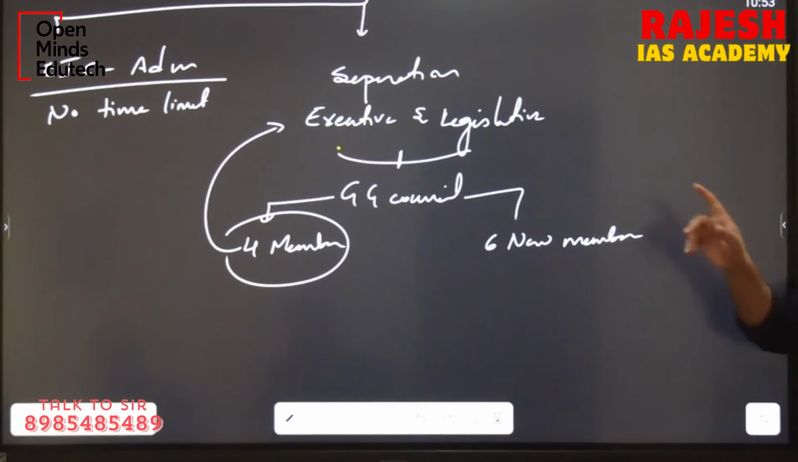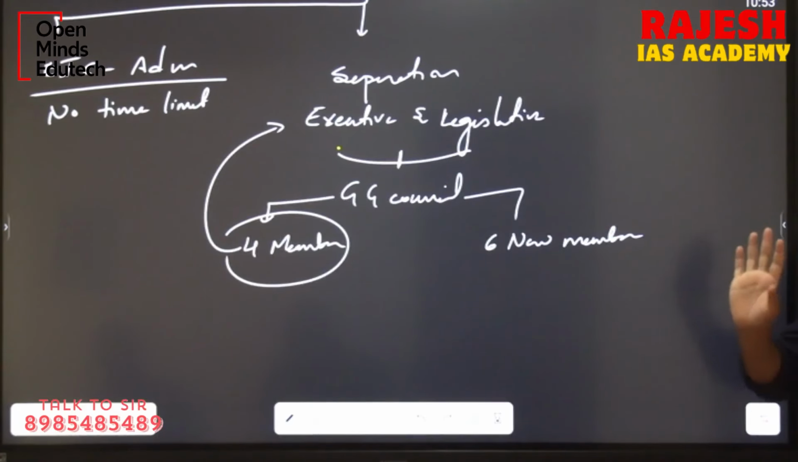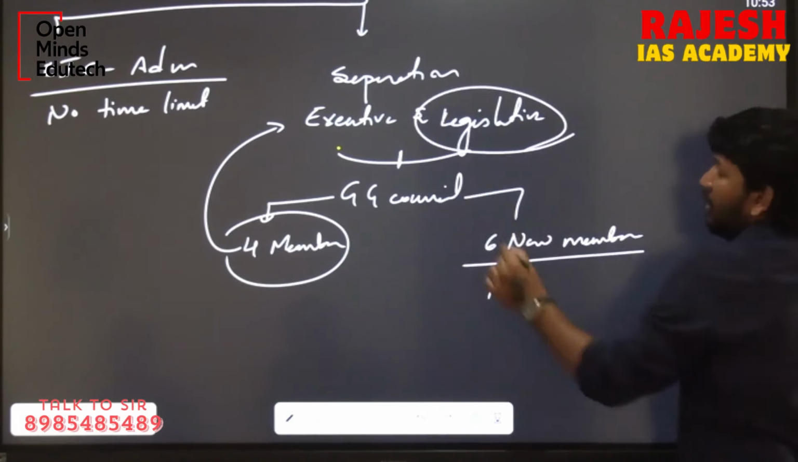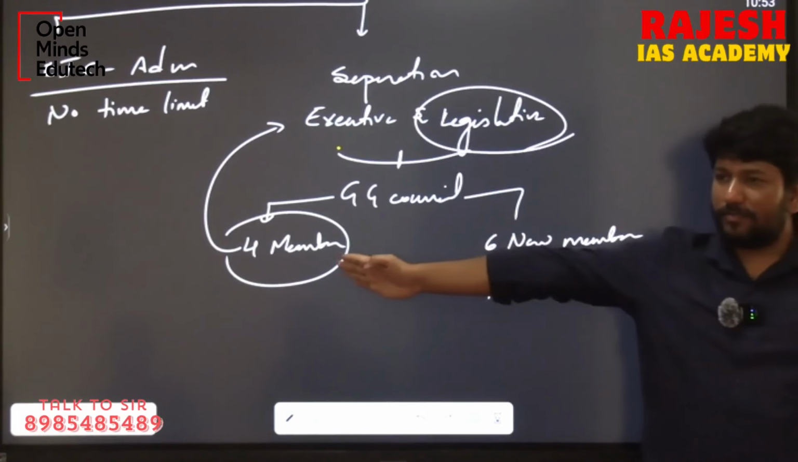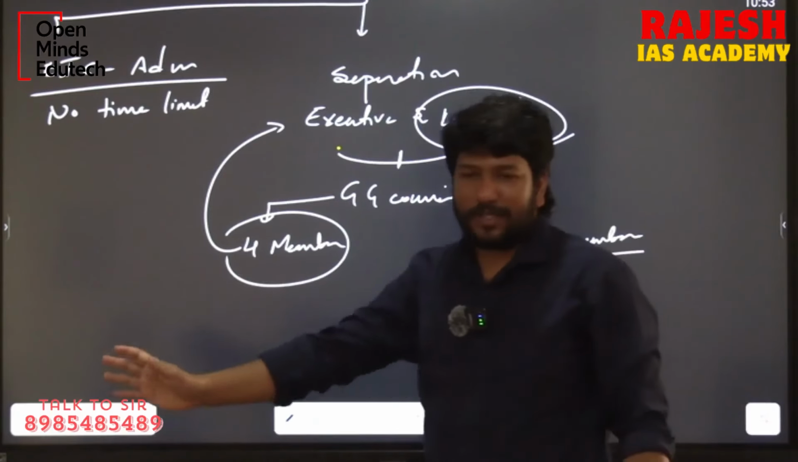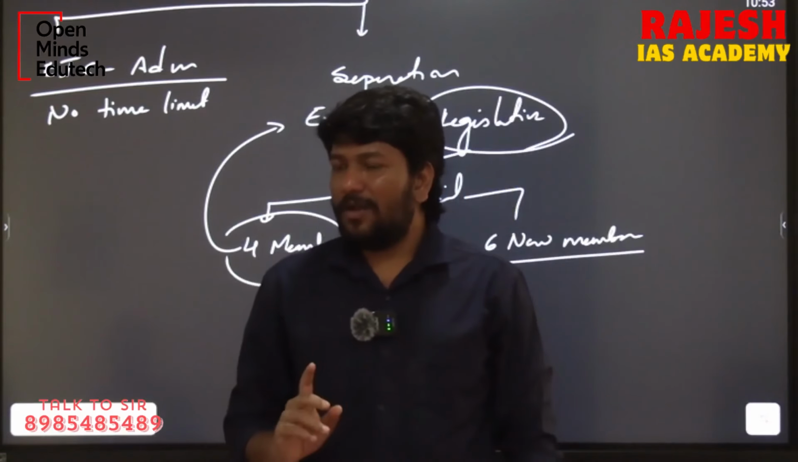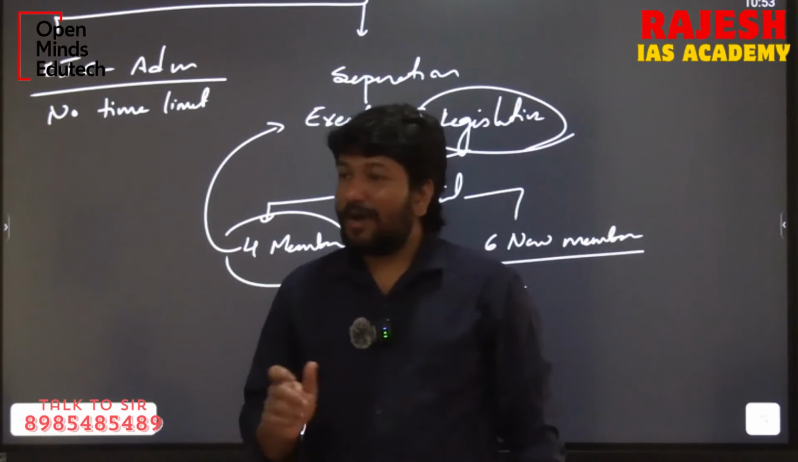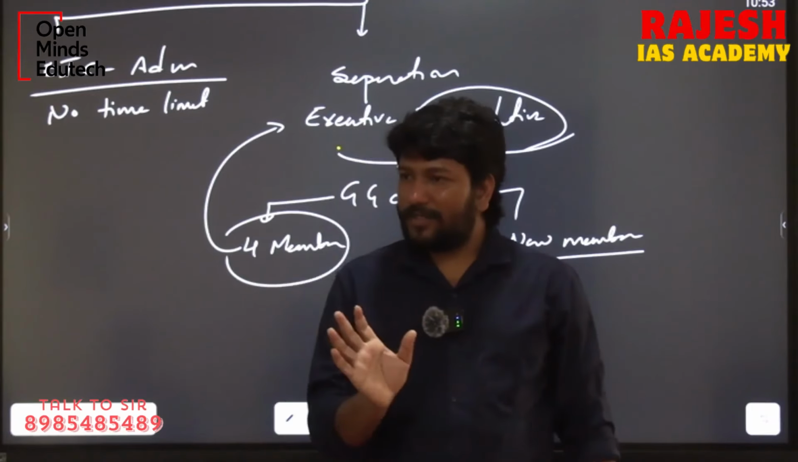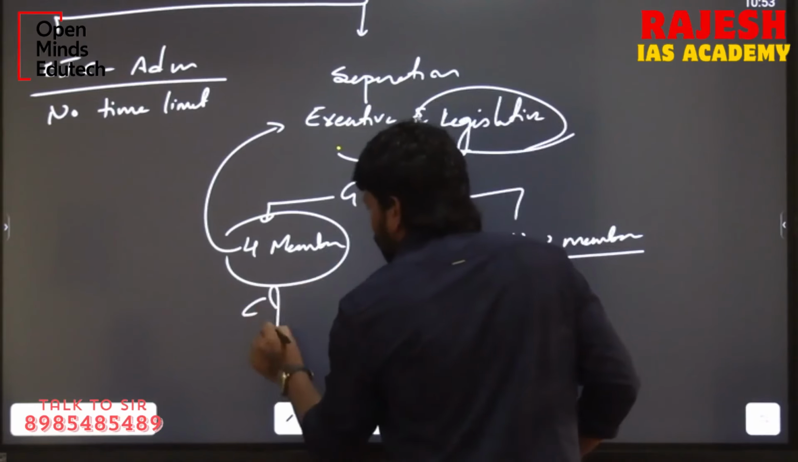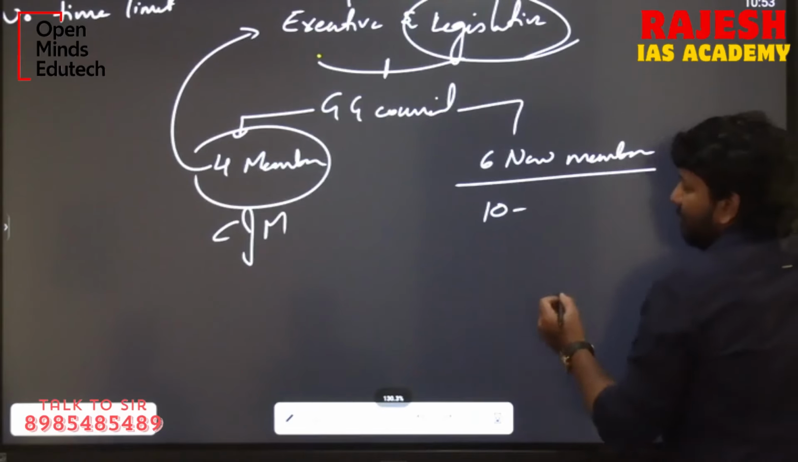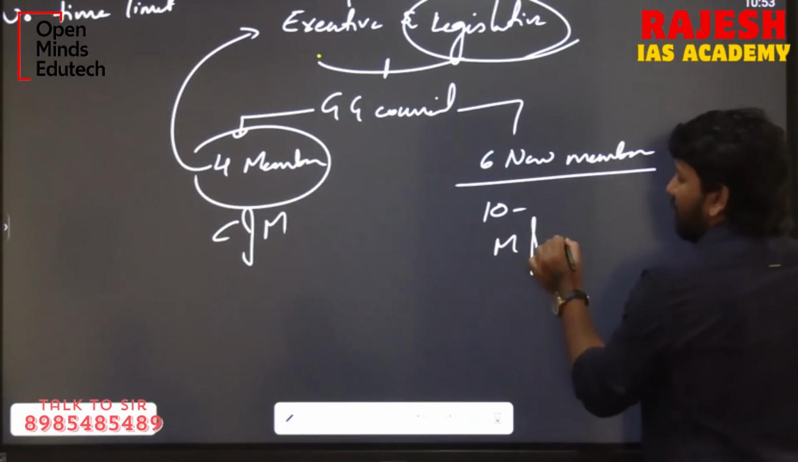The Governor General's Council had how many members? Four. Now how many were added? In total, how many? Ten. If ten are sitting, it is called a legislative body. If only four, it is executive. In Parliament, both executive and legislative, there are 545 members. The PM is also from the 545 members. What do you call the Cabinet? Council of Ministers. They are like members of Parliament.